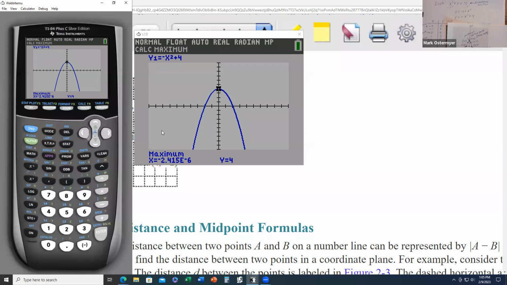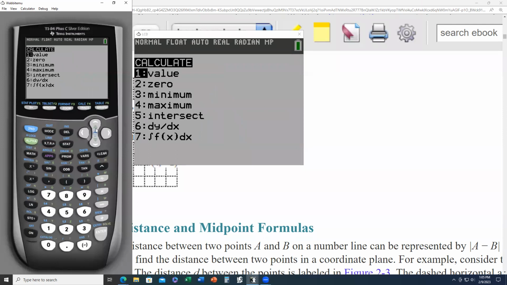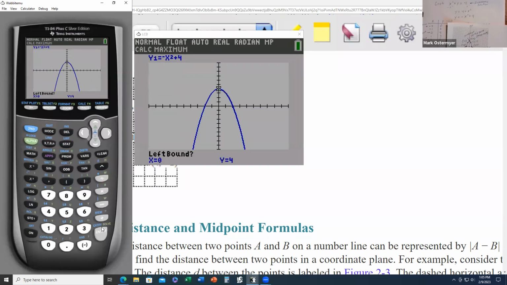Any questions how we found the maximum point? So how did you get to the maximum again? I go into my calculate function by hitting my second key and then the trace button. Okay, thank you. Maximum function right down there.